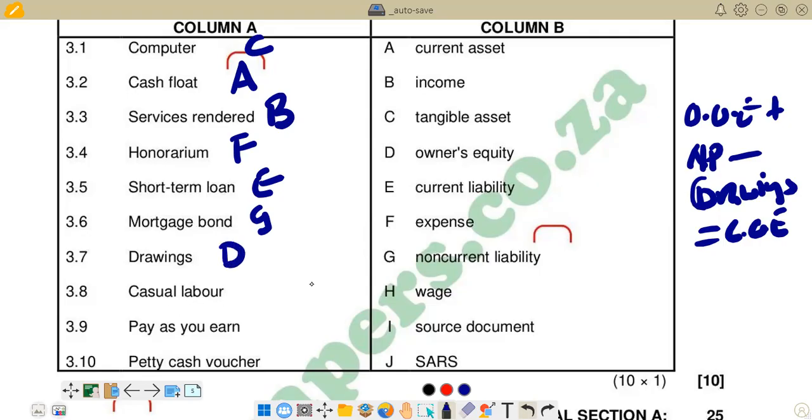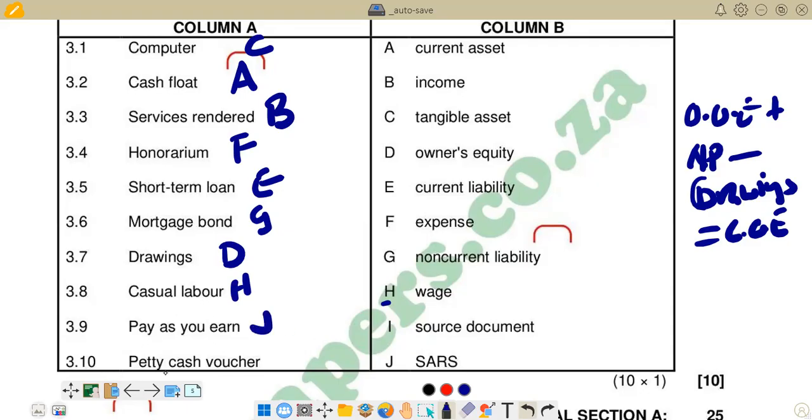Then we've got the casual labor. Labor. We check which one is the most appropriate, or the one that we are given there. We see that this is a wage. A wage becomes the most appropriate that we have there. Then we have got pay as you earn. Pay as you earn. We can check what we have there. We can relate it to SARS. Remember, SARS is the parastatal that collects these taxes on behalf of the government. So we've got J there. So that's what we have.